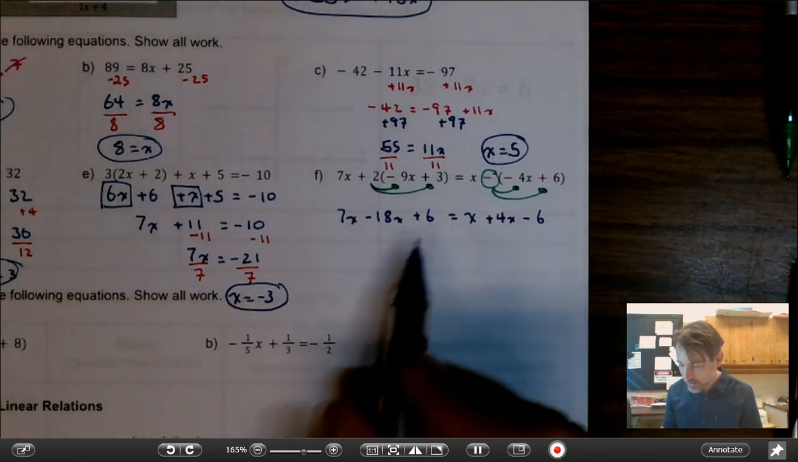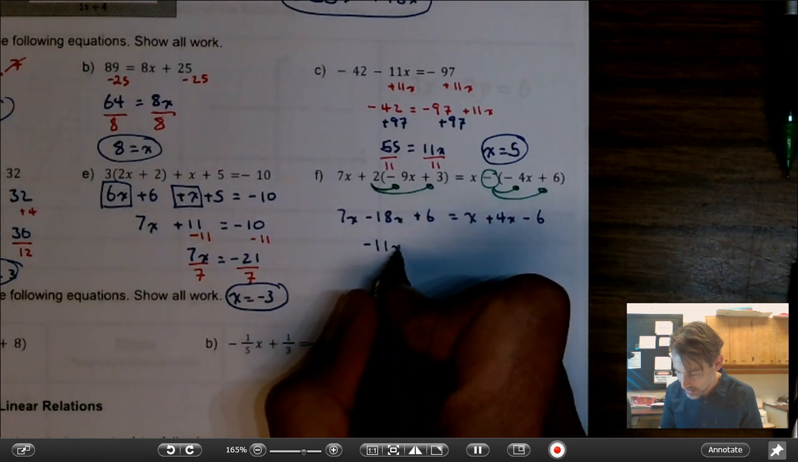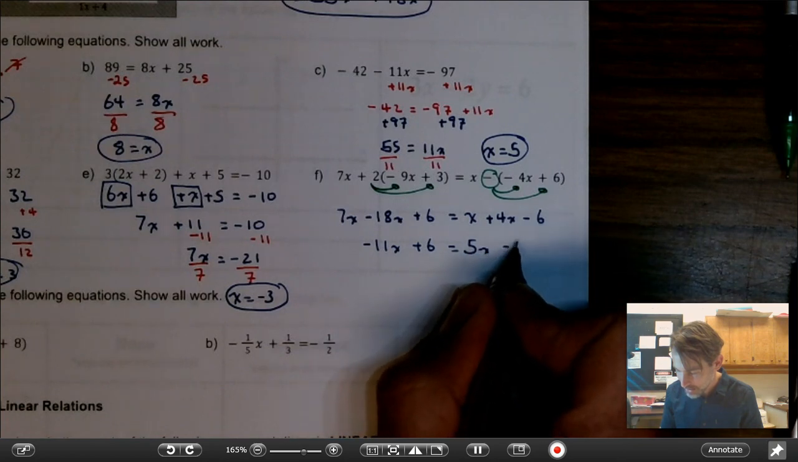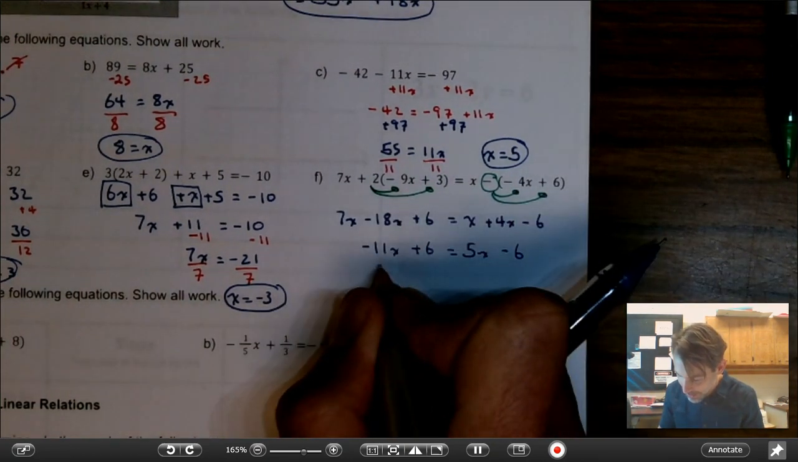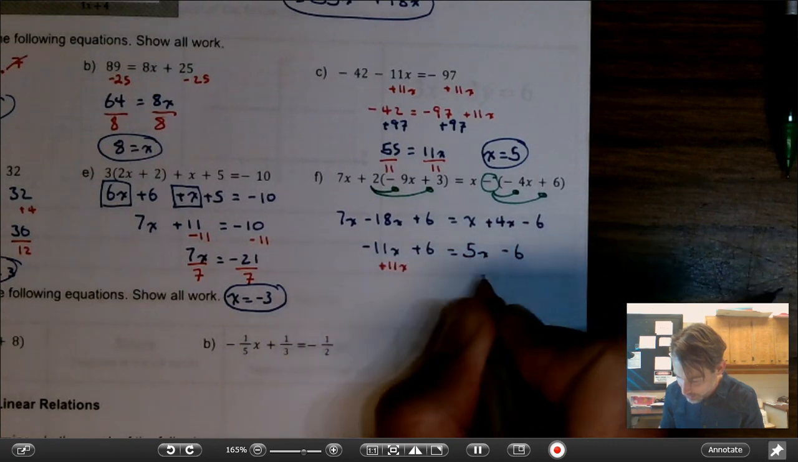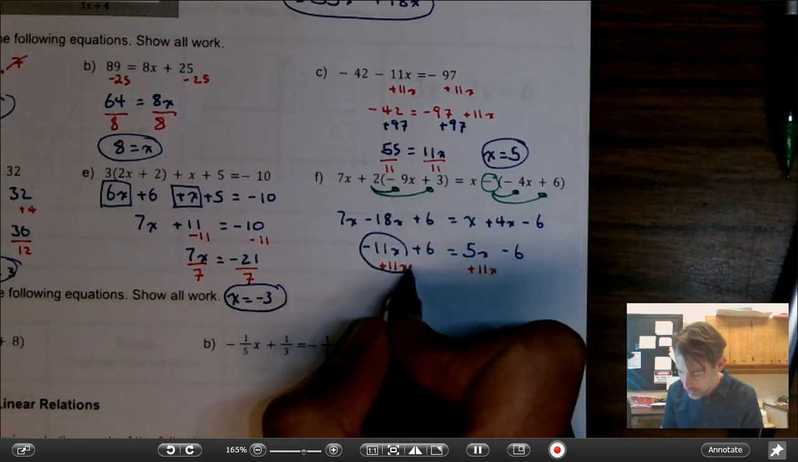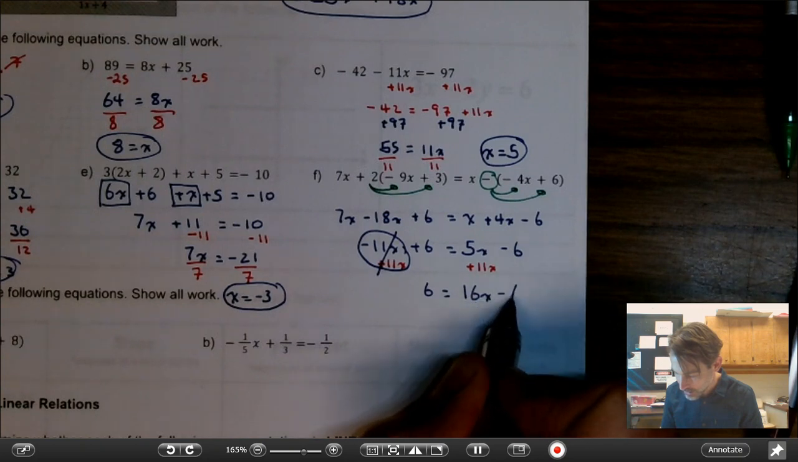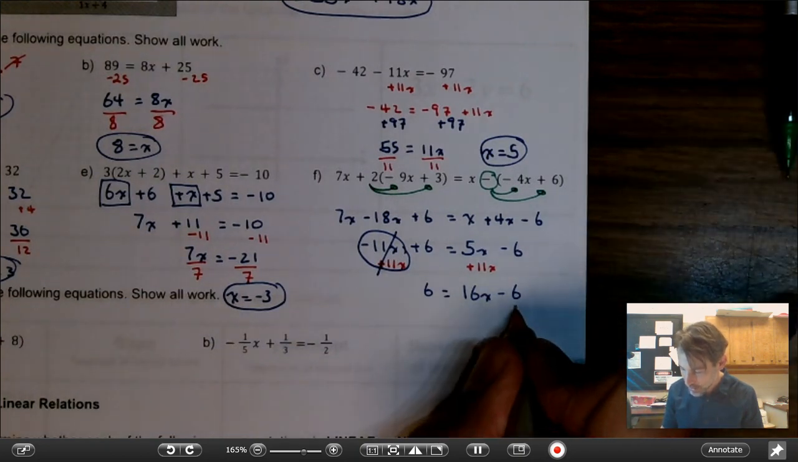Okay. Now let's simplify both sides. 7x minus 18x gives us negative 11x plus 6 is equal to 5x minus 6. Cool. Let's put all of our x's on one side. So we're going to add 11x to both sides. That's going to eliminate x on one side of the equation. This is gone. It's now 0. So we have 6 is equal to 16x minus 6. Well, let us add 6 to both sides to get the numbers all to one side.